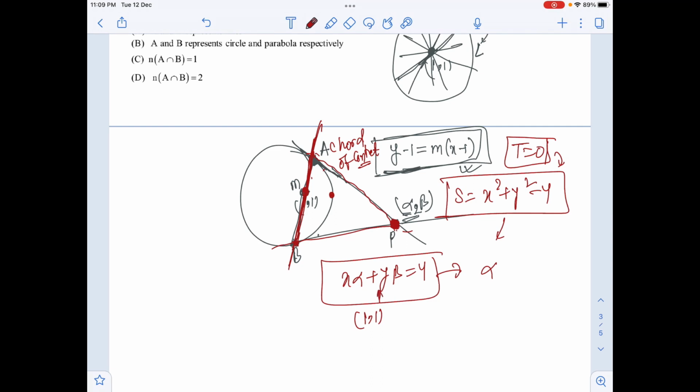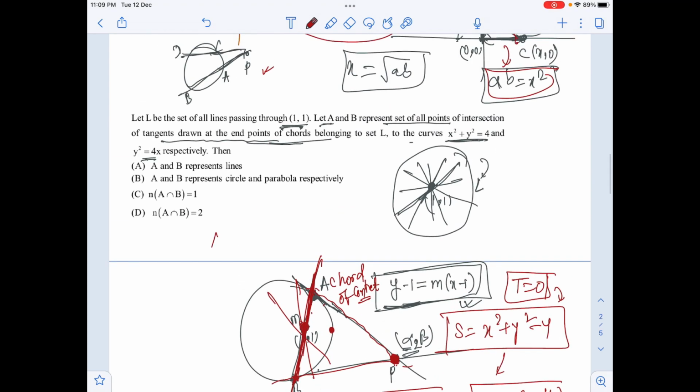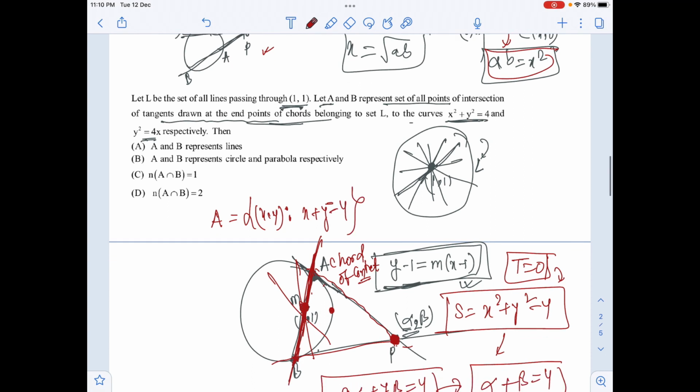Now you know this chord is always passing through (1, 1). So (1, 1) must satisfy this equation, because whatever value of slope you take, this chord of contact passes through (1, 1). So the equation is satisfied by (1, 1), and we nicely got alpha plus beta is 4. Hence the set A is basically the set of all points (x, y) such that x plus y equals 4. This is a cool set notation. So basically set A is a straight line, x plus y equals 4, where x and y are real numbers.